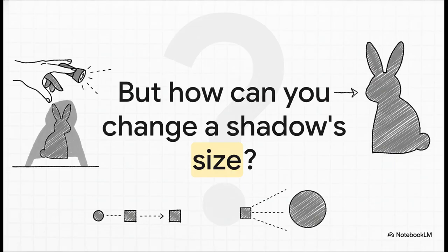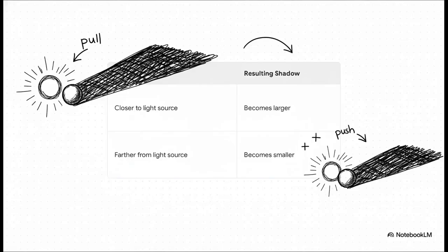How do you make that shadow bunny on the wall go from being tiny, the size of your hand, to suddenly growing to cover the entire wall? Well, the secret isn't in the object itself. It's all about where you put it. It's a super simple rule, but it's kind of the opposite of what you might guess.